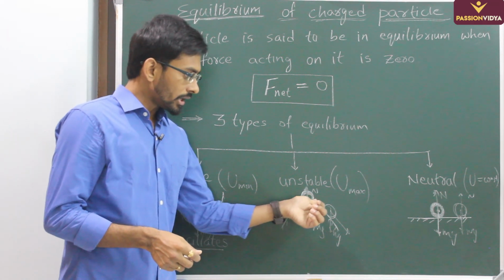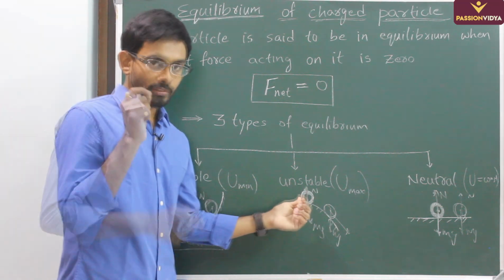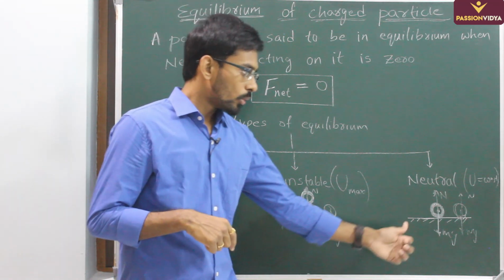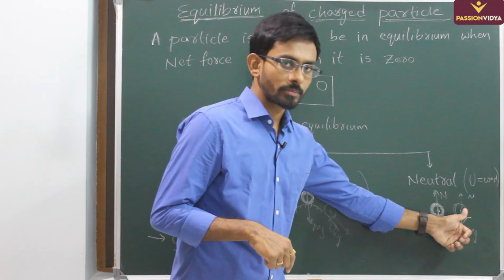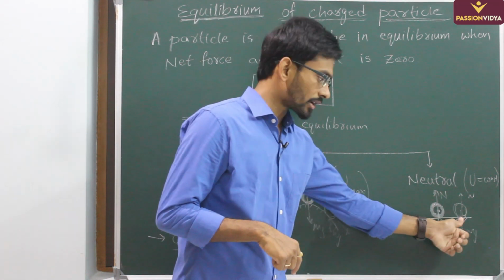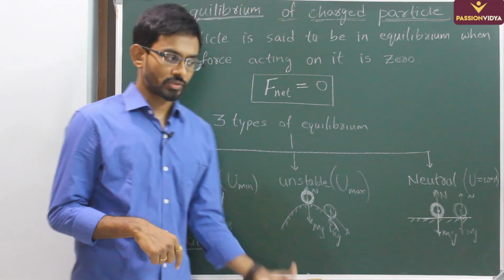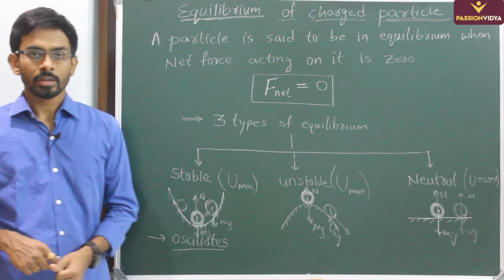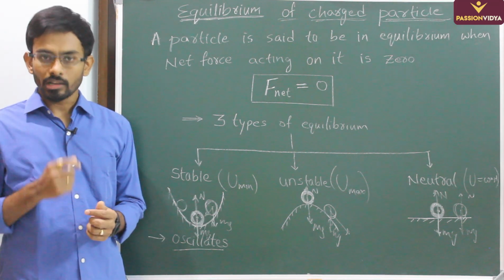So in this case, it doesn't want to be in this position. Even a slight disturbance can move this particle away from the equilibrium position. Whereas in this case, even if you disturb it, the energy does not change. So it will neither come back nor move away. So this is stable equilibrium, this is unstable equilibrium, and this is neutral equilibrium. So this is the concept of equilibrium.